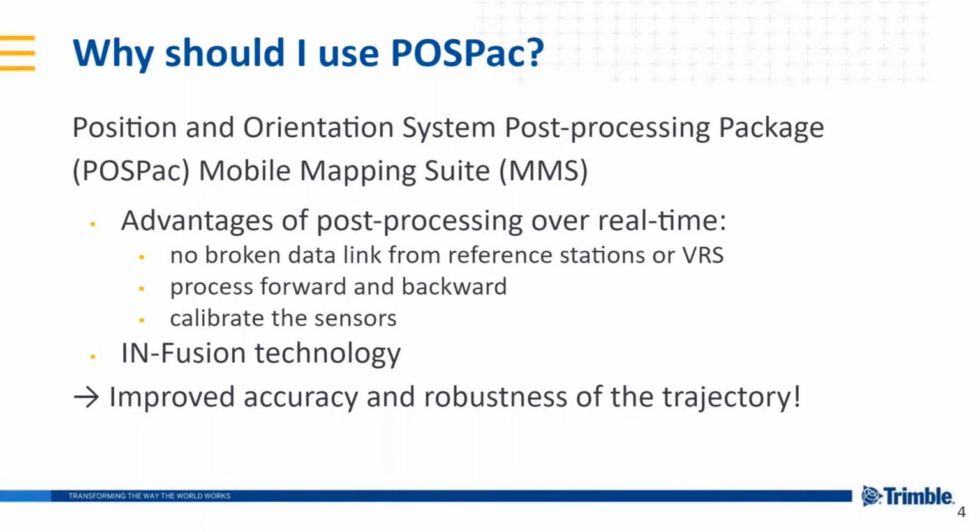With InFusion technology, POSPac will help to improve the accuracy and robustness of the trajectory. If you don't have POSPac, you can only use the raw POS data, which means you cannot expect accuracy, and the quality of the data will be pretty bad without GNSS corrections.